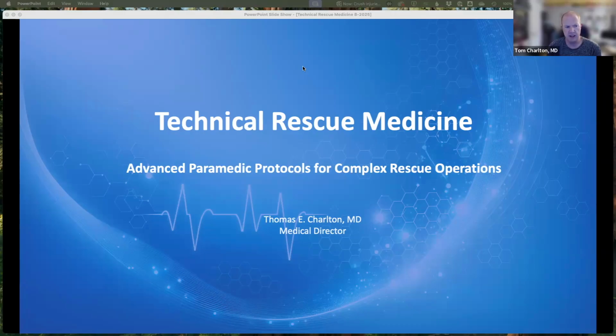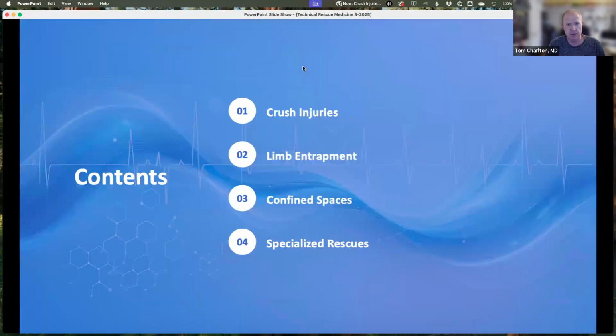I did match the content within the lecture, et cetera, to what the protocol says, but I still think it's a good idea to go over the protocol itself. As is typical, I don't have any disclosures to report. Like I said, we'll go through crush injury syndrome, how we handle limb entrapments, confined spaces, and then some other specialized rescues such as suspension trauma and how we care for those patients, etc.